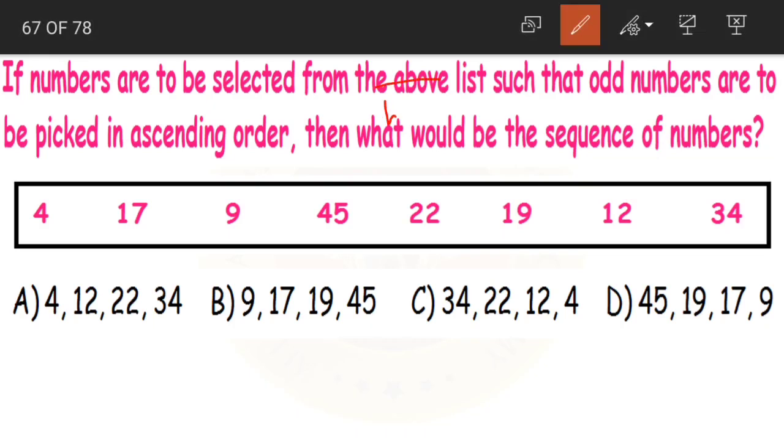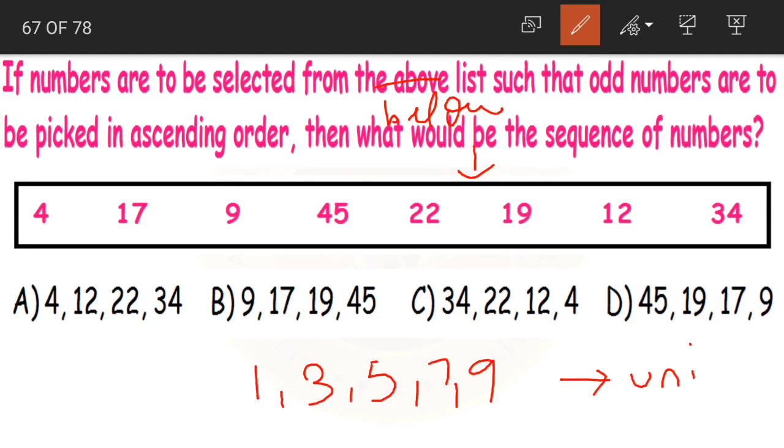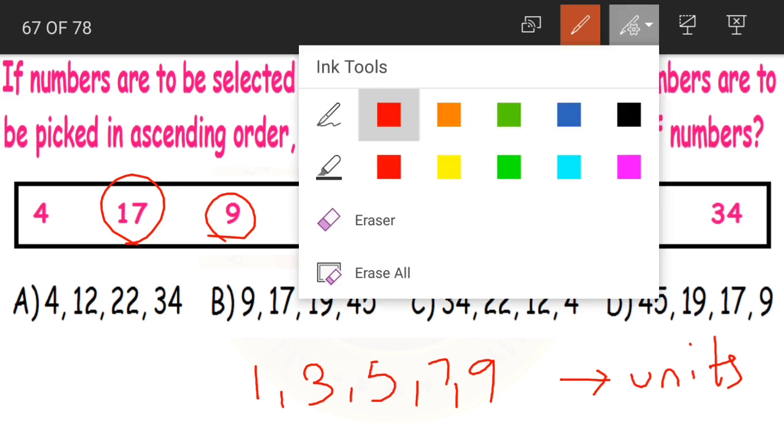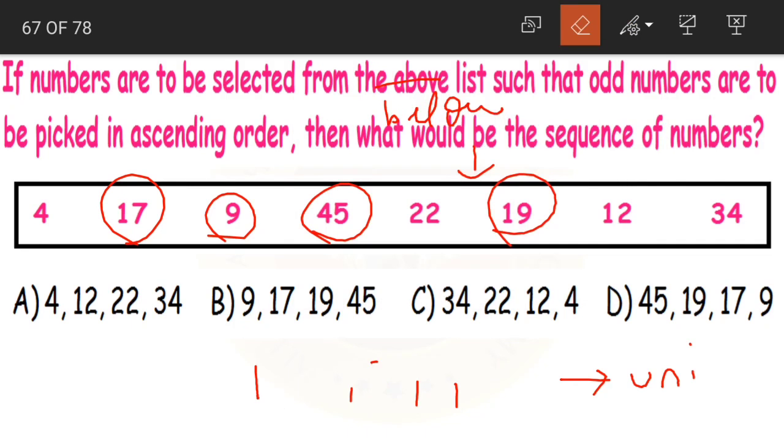Now what are they saying? Not above, below. For us the list is below the question, right? Yes. So from the list, what should we do? We should pick up odd numbers, it seems. Now what are odd numbers? The numbers which have 1, 3, 5, 7 and 9 in their units place are called odd numbers. Now what are those? 17, 9, 45 and 19. These 4 are our odd numbers.